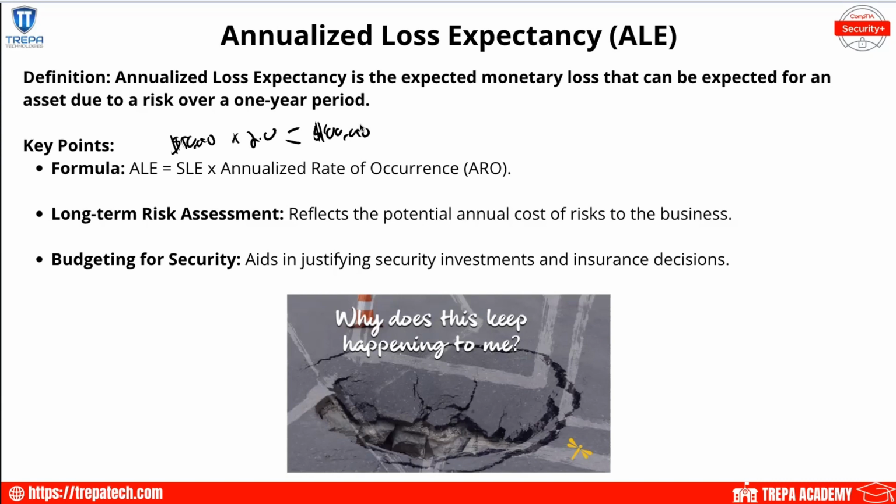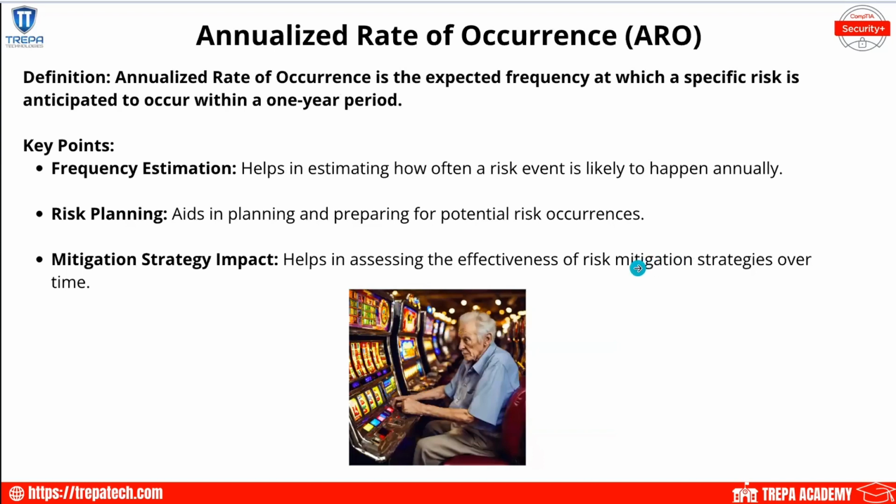And here's how we came to this conclusion: by calculating the SLE and the ARO, which is calculated by the asset value and the exposure factor. All right, the annual rate of occurrence. So this is how many times we estimate that a specific risk is anticipated to occur within a 1-year period.